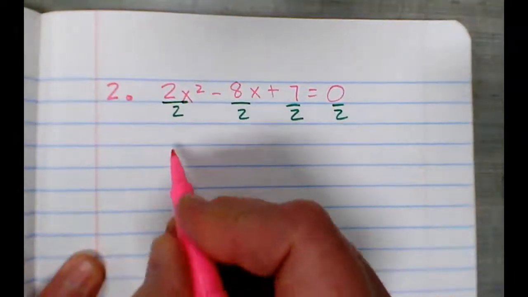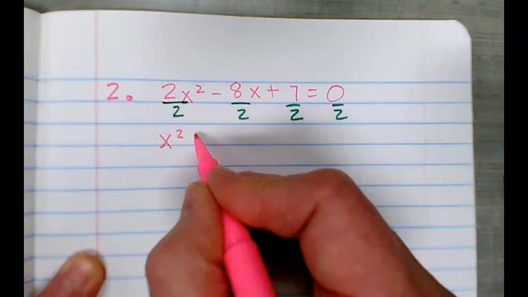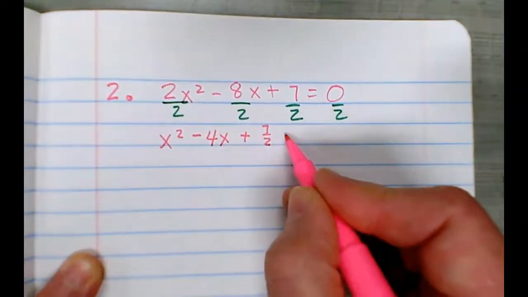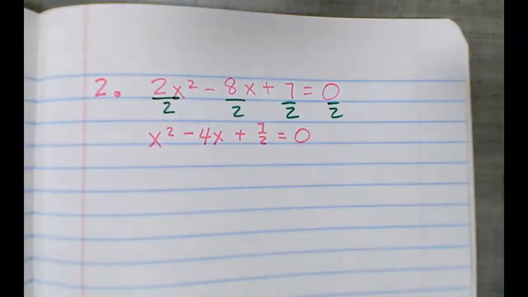And so that's going to cancel out the 2. 8 divided by 2 is 4. 7 divided by 2 doesn't reduce. 0 divided by 2 is still 0.